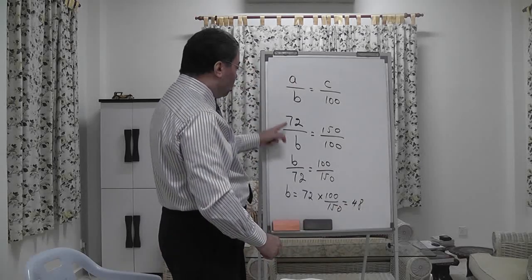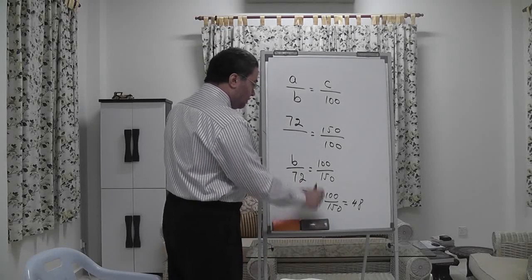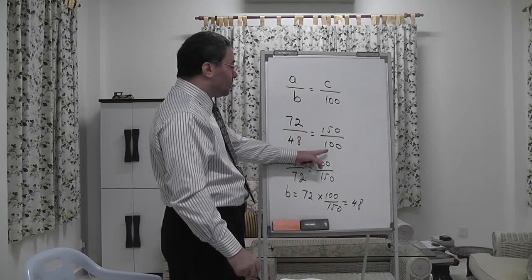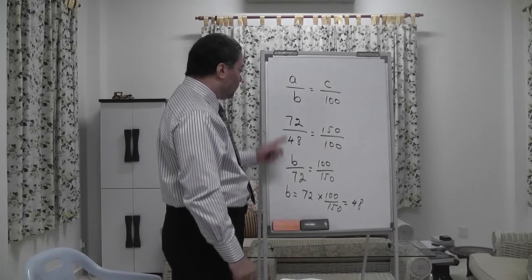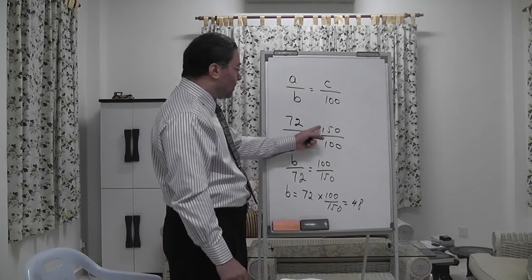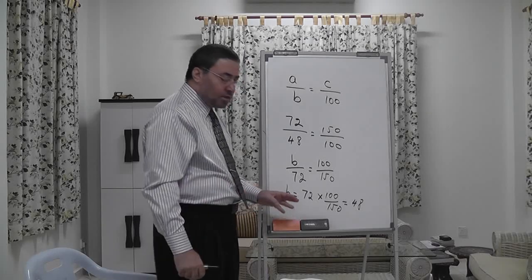So 72 compared to 48 is the same as 150 compared to 100, which means 72 is 1.5 times as much as 48, and this is 1.5 times as much as 100. And with this, we come to the end of this session, and we will do many exercises on this chapter in order to clarify all these problems and how we do them. So see you again.